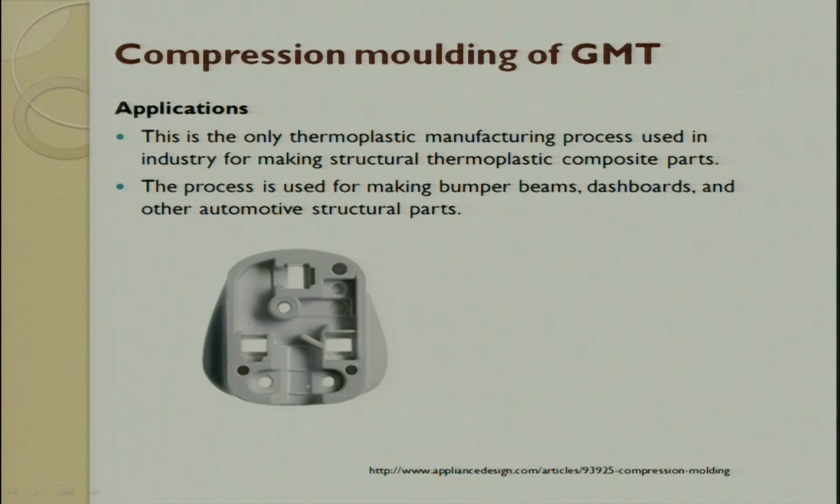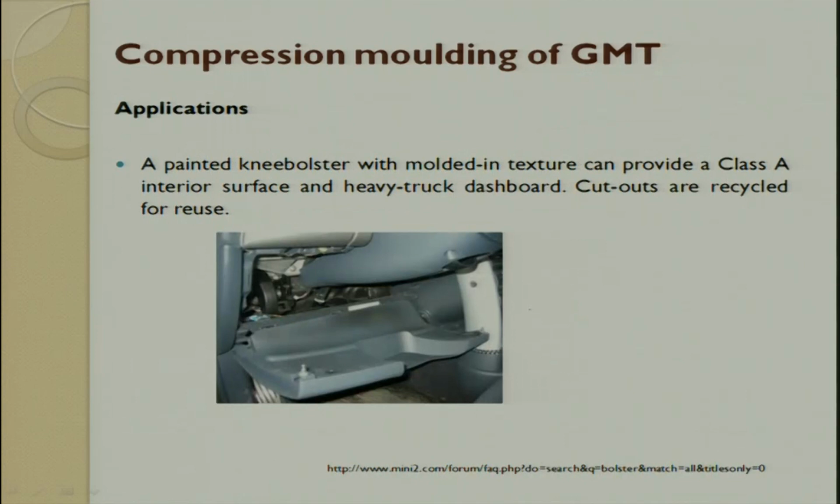These are some of the parts which are made out of GMT. Here we can see that bumper beams are made, dashboards are made today. In automobiles they are made out of compression molding GMT, and they are also reinforced. Please do not think it is not reinforced, it is reinforced. You can also see the painted knee bolster with molded in texture can provide a class A interior surface, and heavy truck dashboards. These dashboards are used today in trucks, and whatever flash comes out gets trimmed, and those materials are recycled. Since it is thermoplastic, it can be reused.